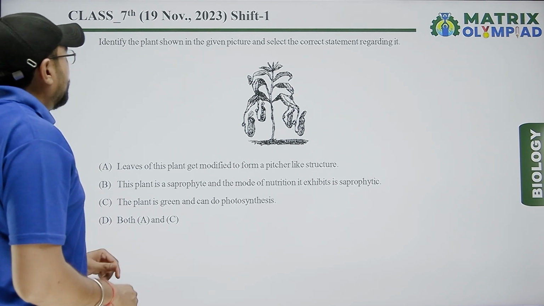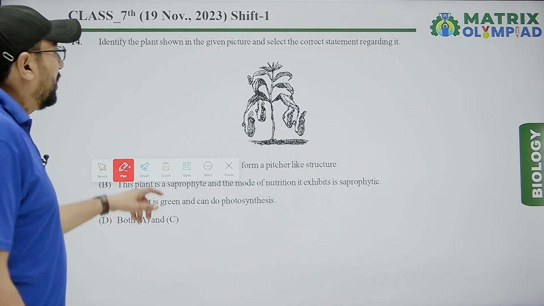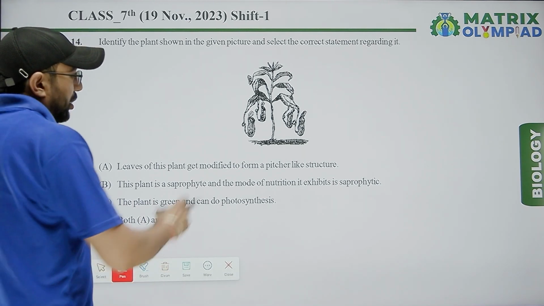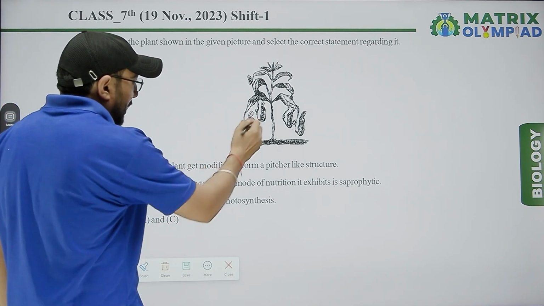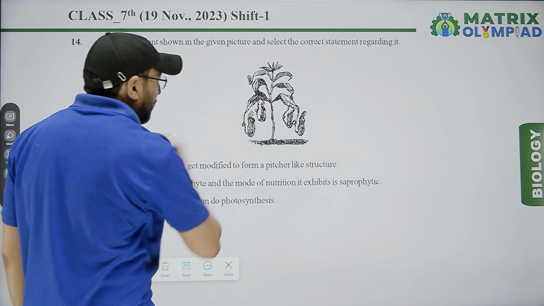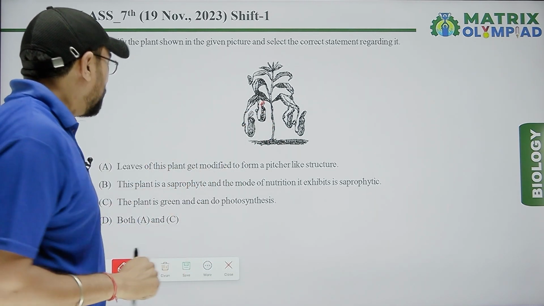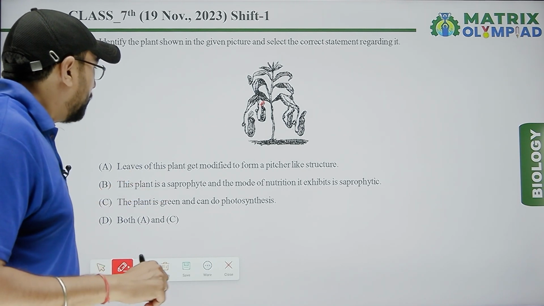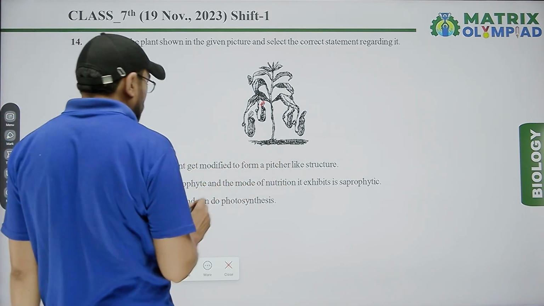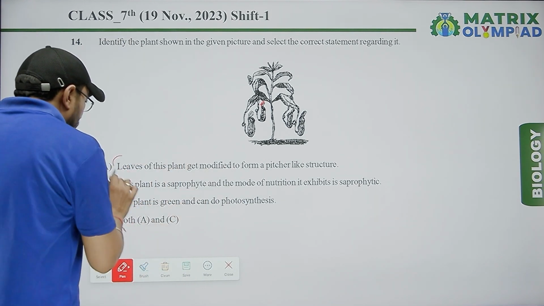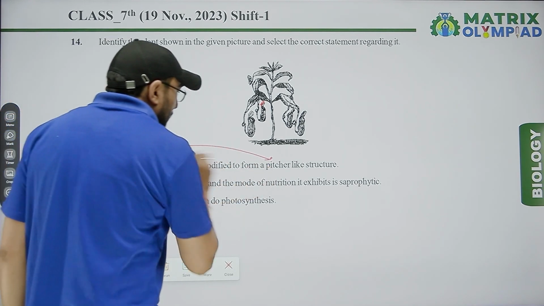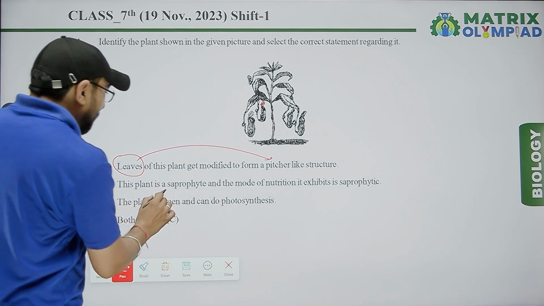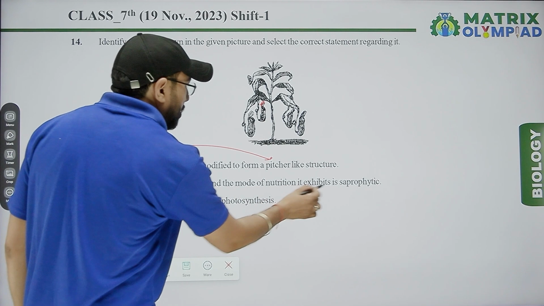First question for shift first. Identify the plant shown in the given picture and select the correct statement regarding it. That is an insectivorous plant, the pitcher plant. Leaves of this plant get modified to form a pitcher-like structure. That is right, because the leaf is modified into a pitcher. This plant is a saprophyte and its mode of nutrition is saprophytic.